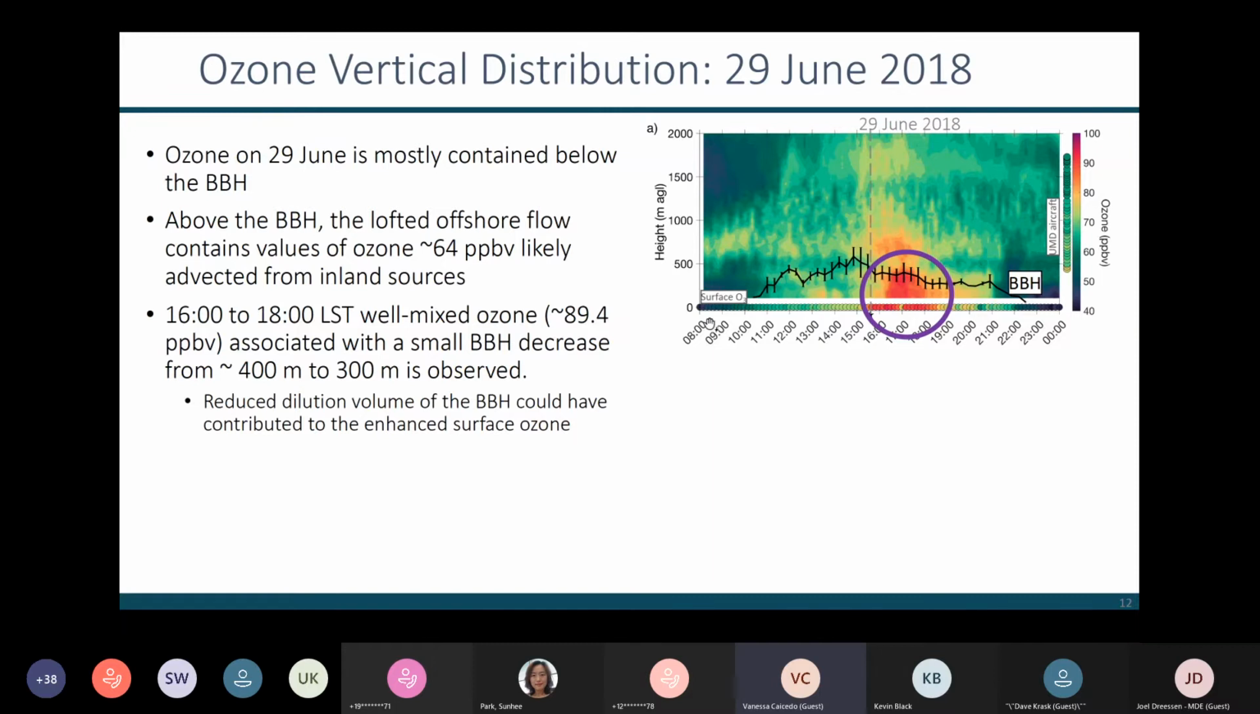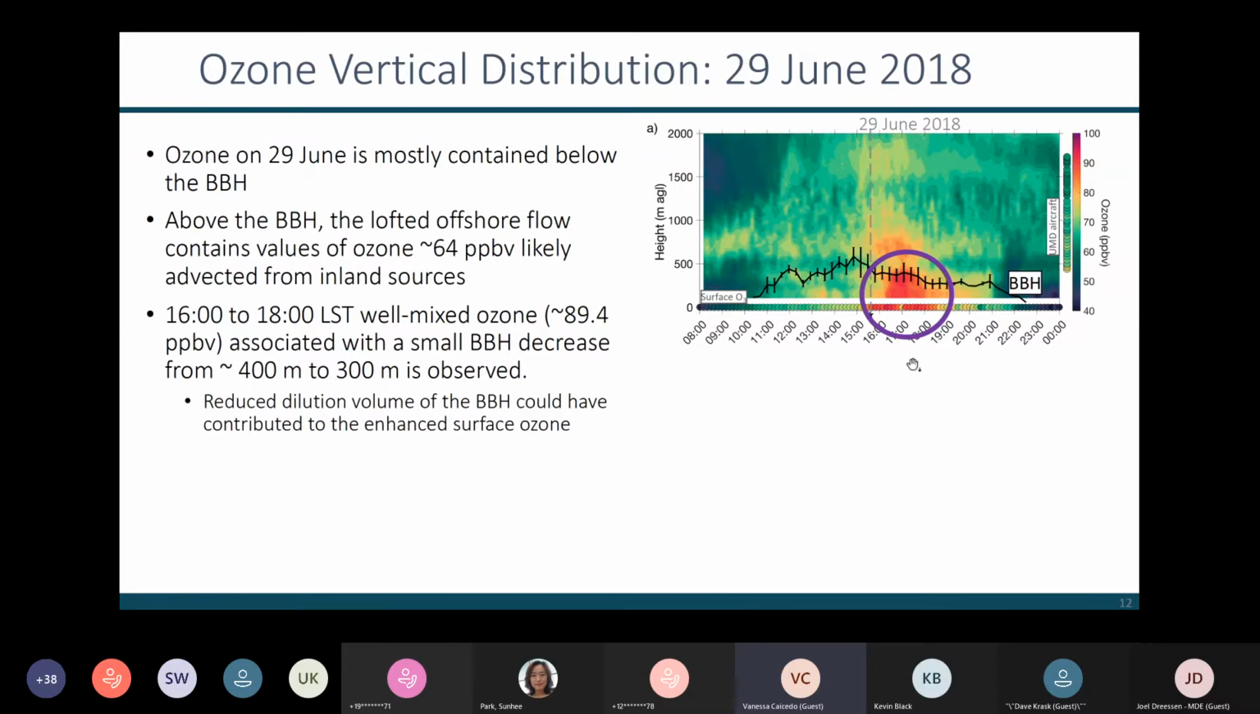And I'll just mention here, these markers on the bottom are surface ozone measurements. And the ones here on the right are ozone measurements from the aircraft. And so continuing on to look at this day, we see that above that Bay Breeze flow, so on the return flow, we do see a little bit of higher ozone. I think we averaged it to daytime concentrations of about 64 ppb, that were likely just advected from inland sources through that return flow above the Bay Breeze.